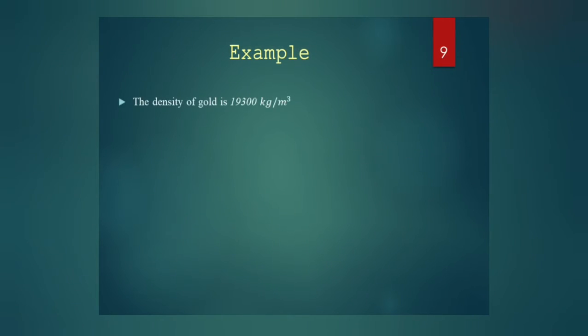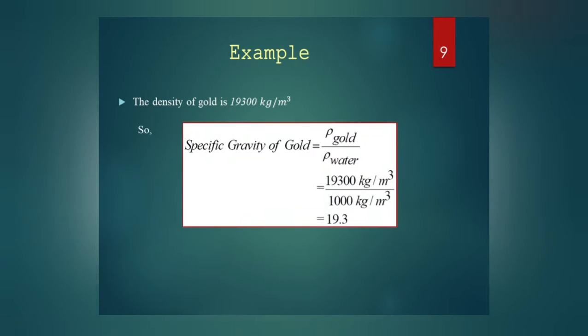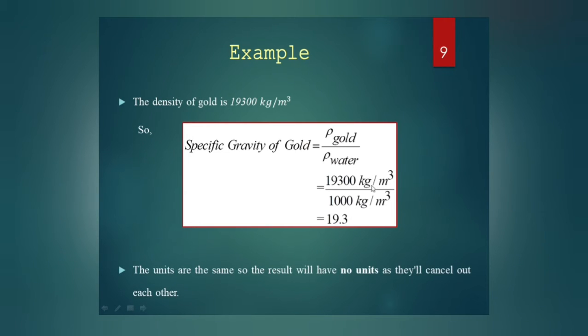For example, the density of gold is 19,300 kilograms per meter cube. So, the specific gravity of gold can be calculated as rho of gold to rho of water, which is equal to 19,300 kilograms per meter cube upon 1000 kilograms per meter cube, which is equal to 19.3. As the units are same, the result will have no units, as they cancel out each other.